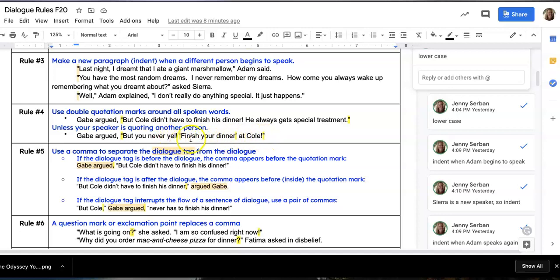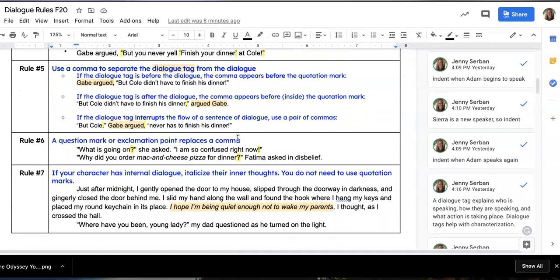So the "finish your dinner" would have been what they're referencing as what the parent is saying, and they are quoting their parent. And so that part will just have a single quotation mark. Then we go to rule number 5.